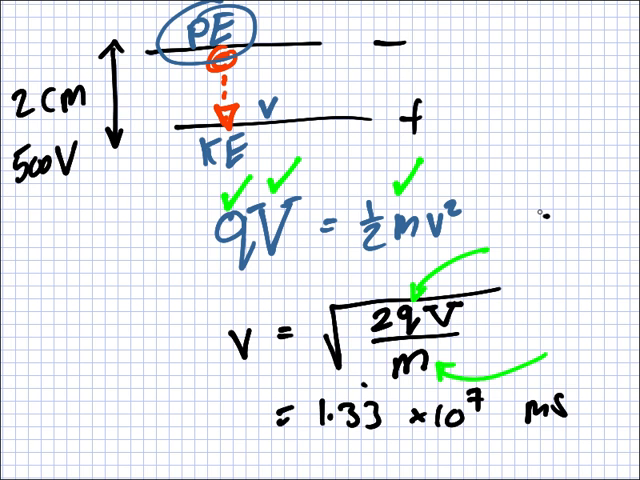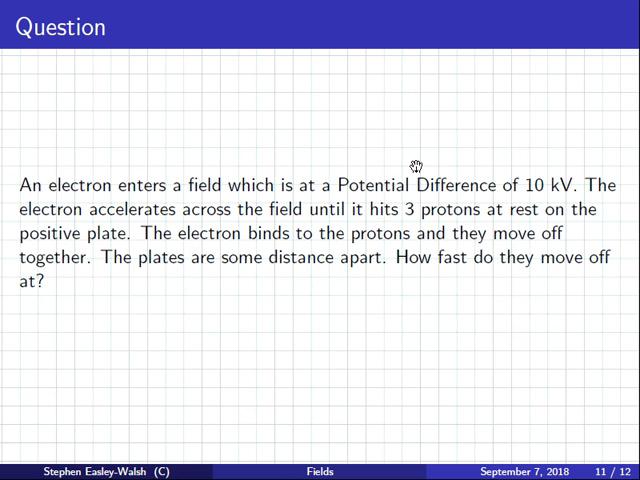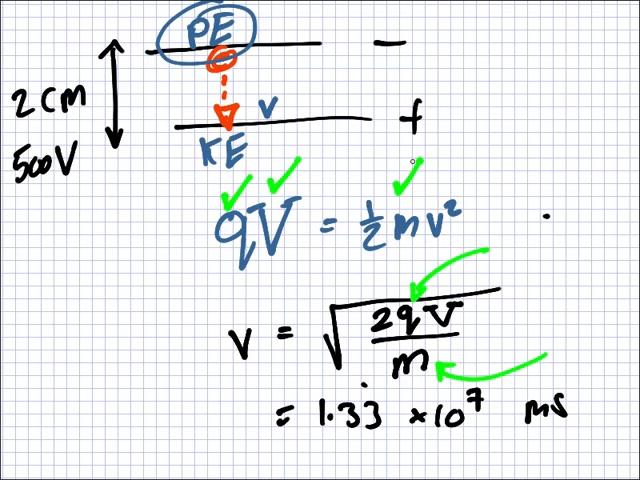So that's going pretty fast when it hits the plate. Now, let's see, what's the next example? An electron enters a field which is at a potential difference of 10 kilovolts. The electron accelerates across the field until it hits 3 protons at rest on the positive plate. The electron binds to the protons and they move off together. How fast did they move off at? So I'll draw the picture here.